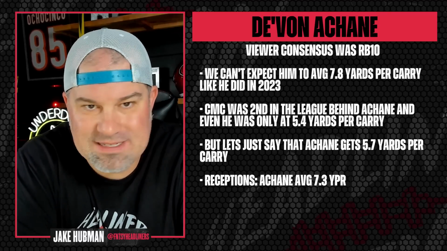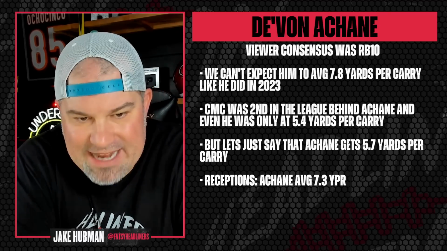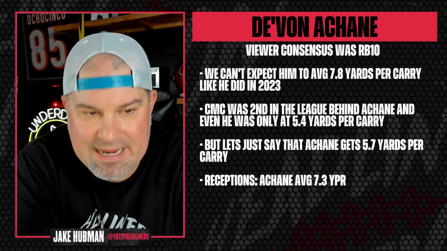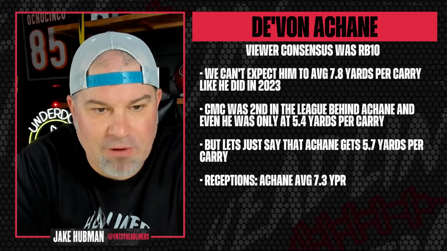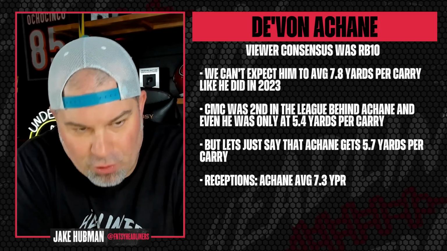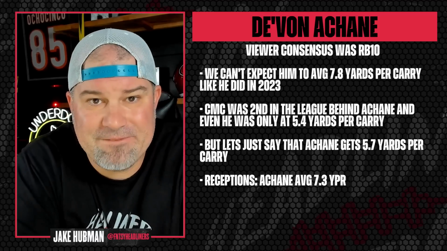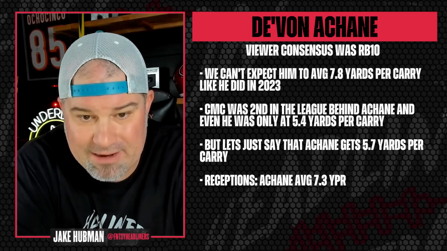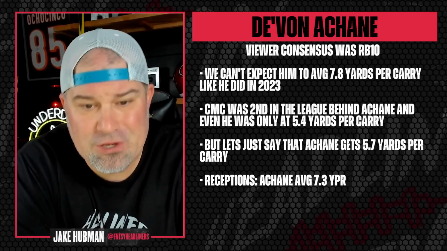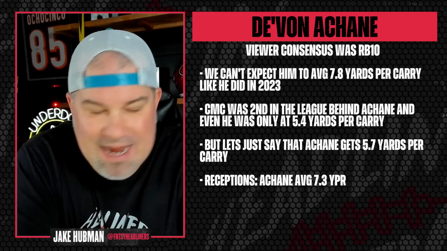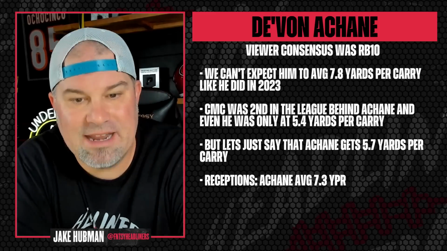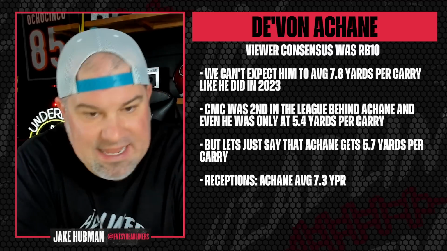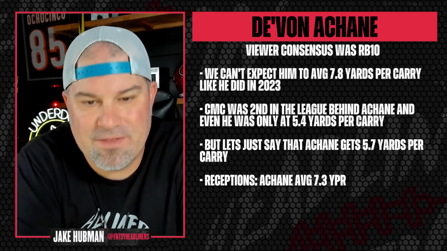Now, there is no way that once again we can sit back and expect De'Von Achane to average 7.8 yards per carry like he did in 2023. That number right there is totally crazy and is not sustainable for a career. For reference purposes, CMC finished second behind De'Von Achane, and he had 5.4 yards per carry. That is a difference of 2.4 yards per carry. Absolutely crazy, not sustainable, not something you can rely upon entering a season. But let's just say that De'Von Achane is still going to dominate in this area, and he still finishes higher than Christian McCaffrey.